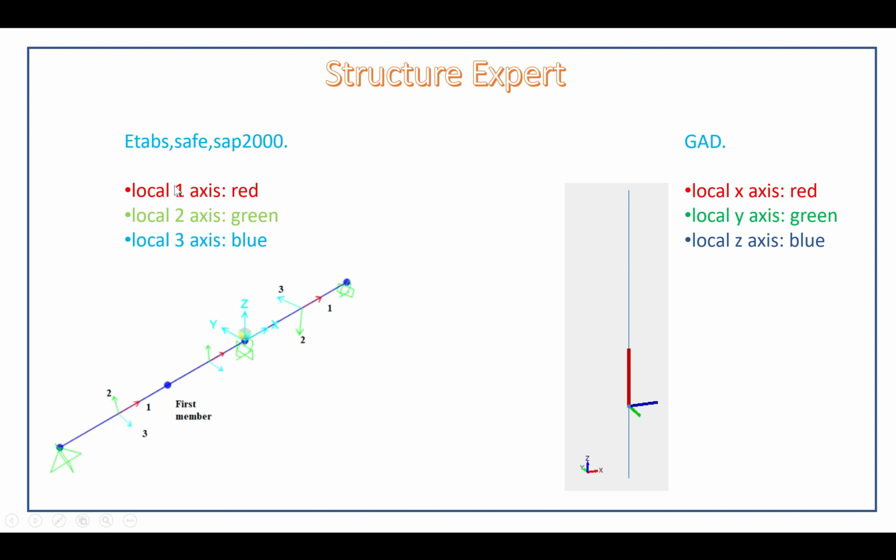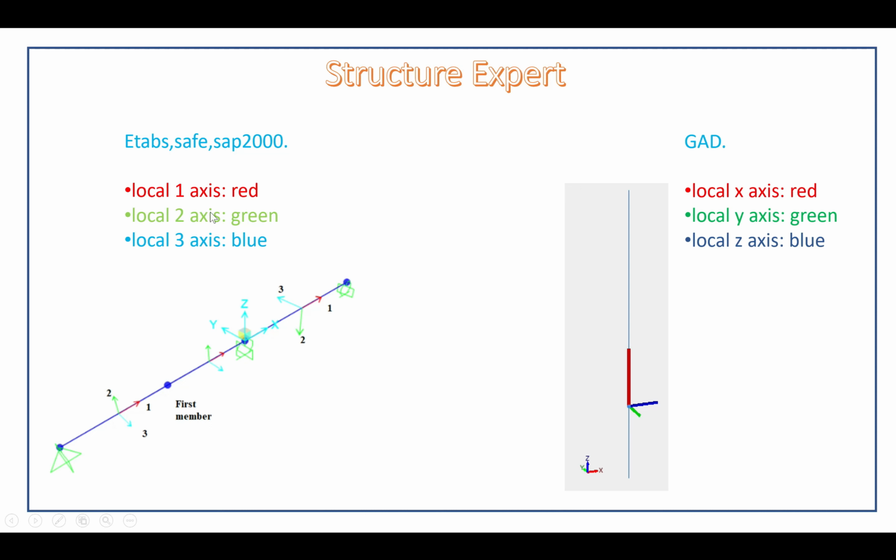For the local axes, one is red. You see here I highlight the red text, and this one is light green, and this one is light blue. In ETABS, SAFE and SAP they use light green and light blue, but in CAD-based design software it chooses dark colors. The local axis X is red, local axis Y is dark green, and local axis Z is dark blue in this direction.